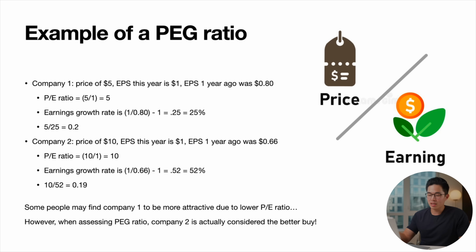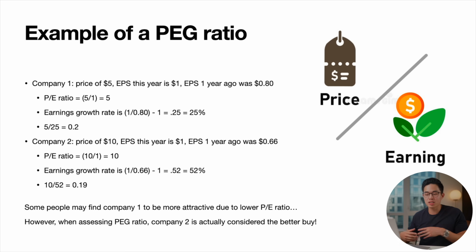Now with company 2, let's say the share price is $10. The earnings per share this year is $1, and the earnings per share 1 year ago was 66 cents. So first we calculate the PE ratio. So 10 divided by 1, this gives us 10. And then the earnings growth rate is going to be 1 divided by 0.66 minus 1, and that's going to give us 0.52 or 52%. We're then going to take that PE ratio of 10 and divide it by 52, and that gives us 0.19. So in this case, the first company actually had a lower PE ratio, but when you look at the PEG ratio, since the second company has a bigger earnings growth rate, that one actually has a lower PEG ratio.